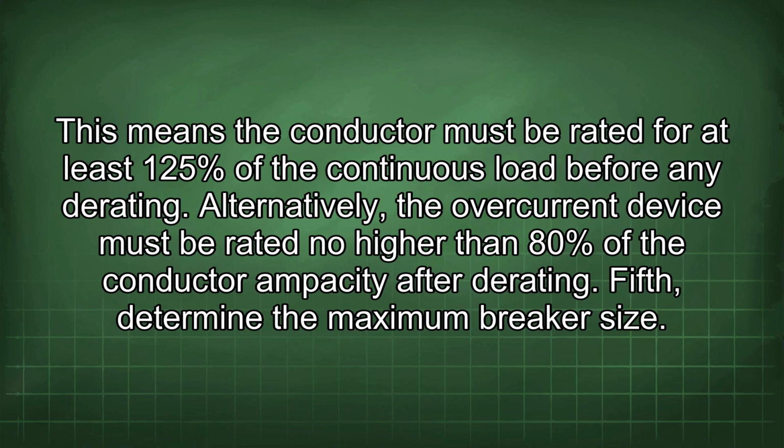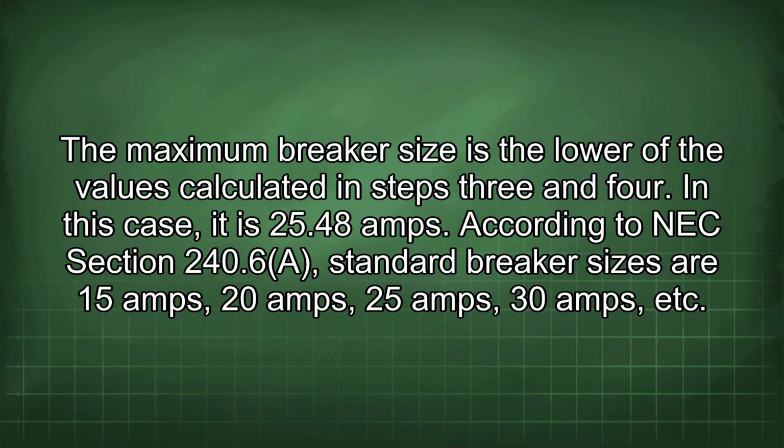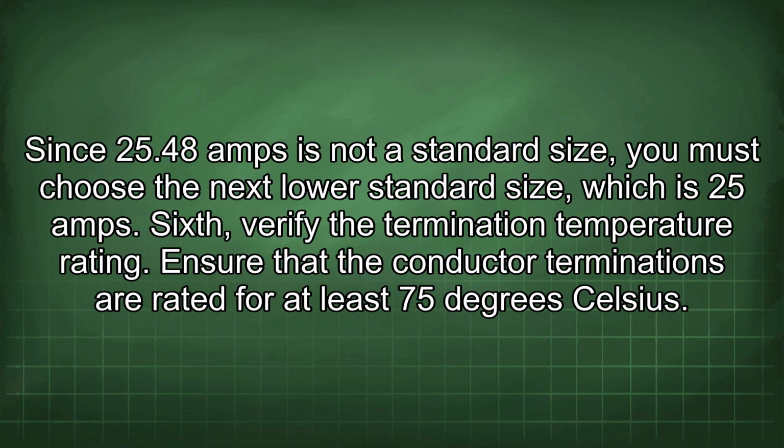Fifth, determine the maximum breaker size. The maximum breaker size is the lower of the values calculated in steps 3 and 4. In this case, it is 25.48 amps. According to NEC section 240.6(A), standard breaker sizes are 15 amps, 20 amps, 25 amps, 30 amps, etc. Since 25.48 amps is not a standard size, you must choose the next lowest standard size, which is 25 amps.